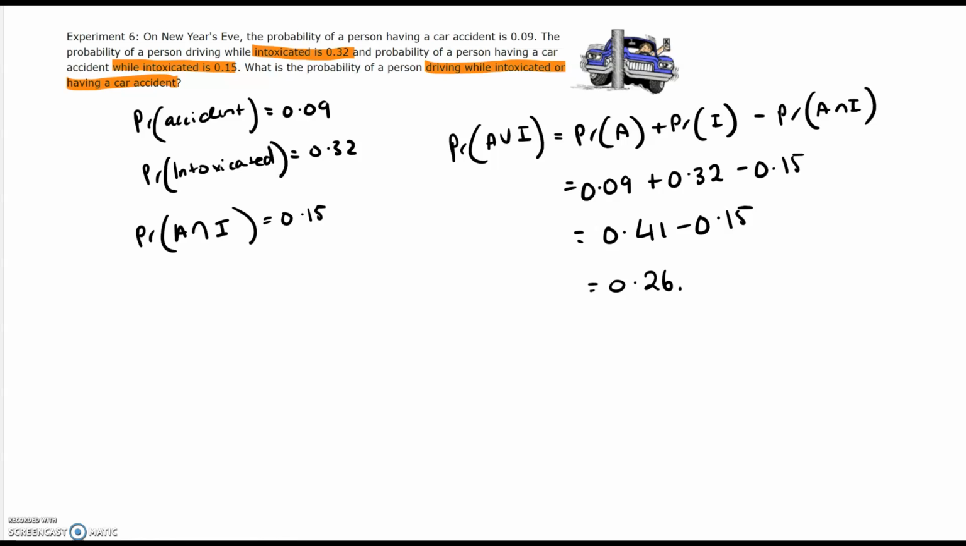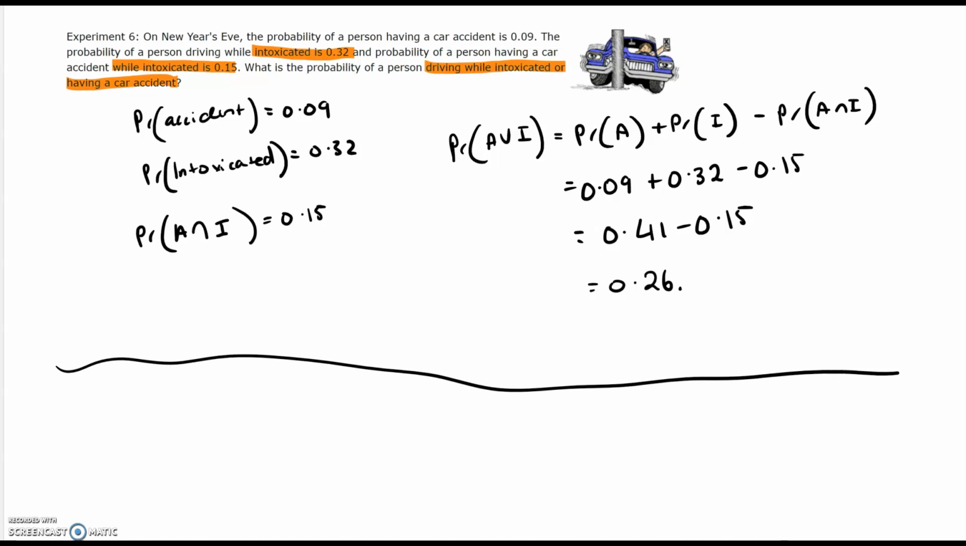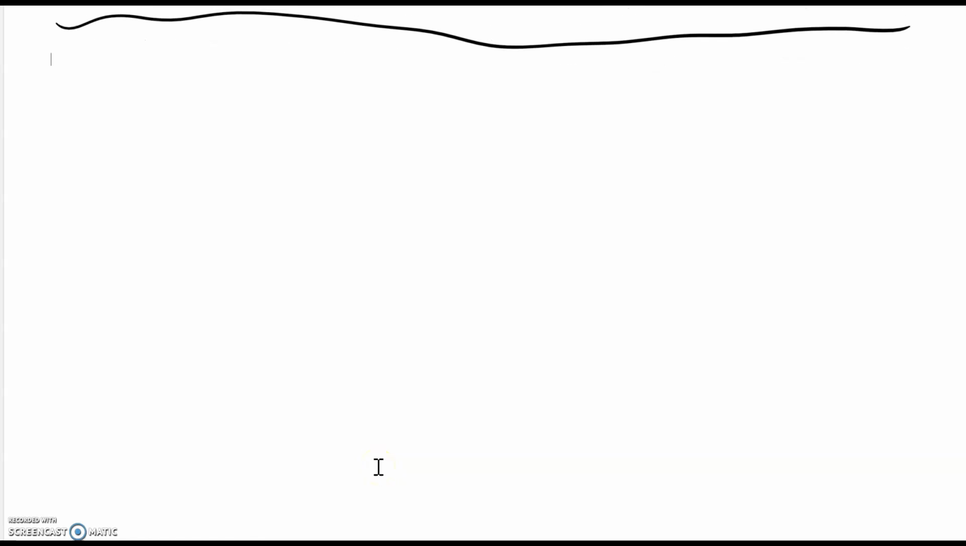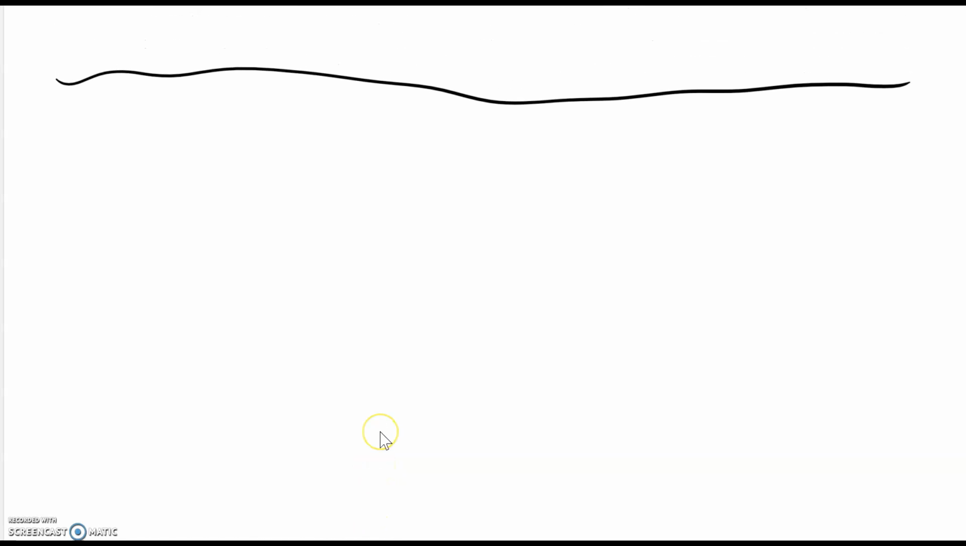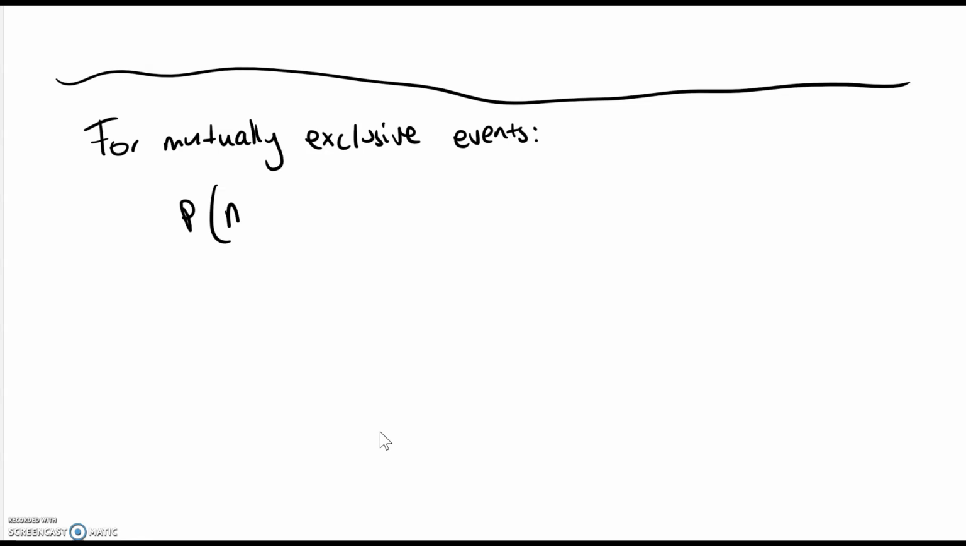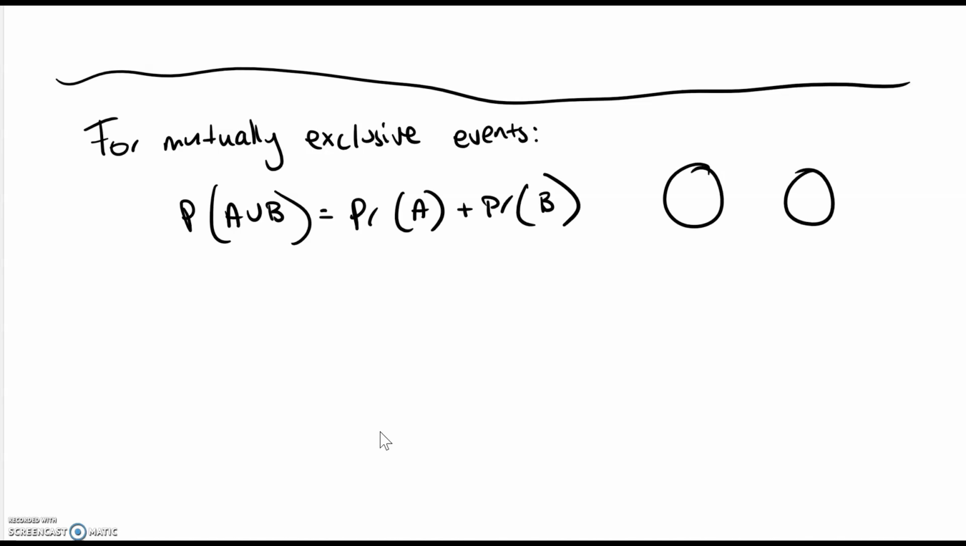Okay, lovely. So for a summary, for mutually exclusive events, the probability of A or B is equal to the probability of A plus the probability of B. And that's because your events do not overlap. You're not double counting any of the probabilities in there.